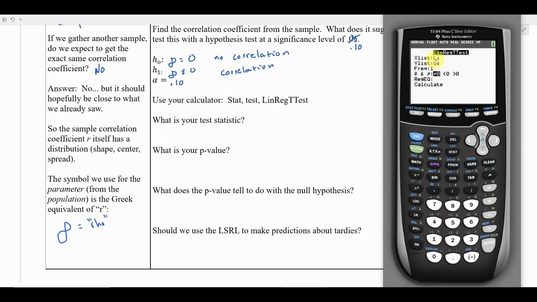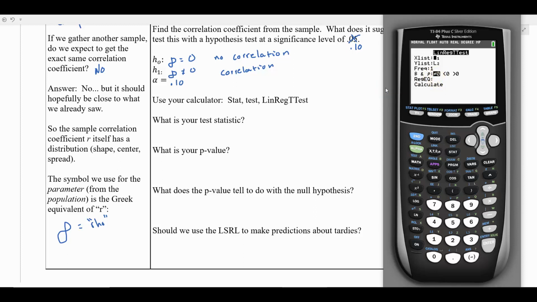It asks where your data is, where your X values are and where your Y values are, and we stored those in L1 and L2. Then it's going to ask what kind of test you are running. It is possible to run a left-tail or right-tail test on this, but something you should know is that for every single problem we do in here, we are always going to run the two-tail test.